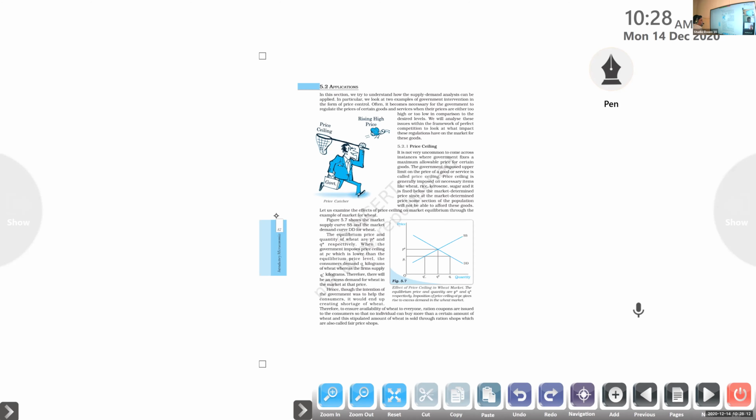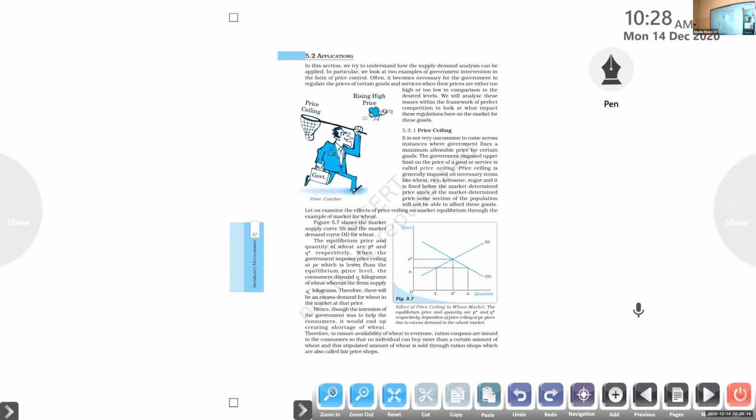So here, the first activity by the government is what? Price control. Government will not allow any firms to sell the product at whatever price they wish. So the government will control the prices. Often it becomes necessary for the government to regulate the prices of certain goods and services when their prices are either too high or too low in comparison to the desired levels.